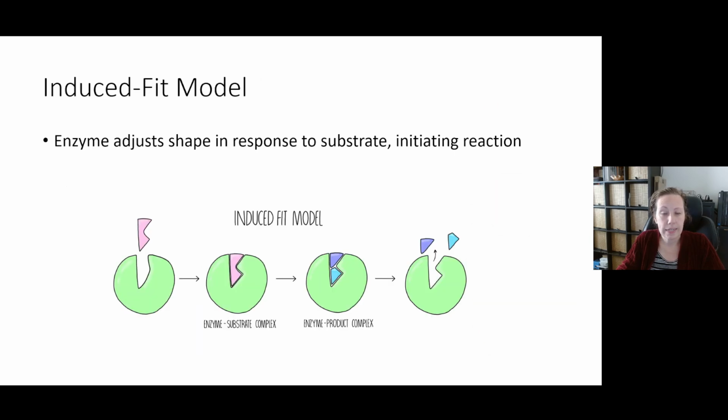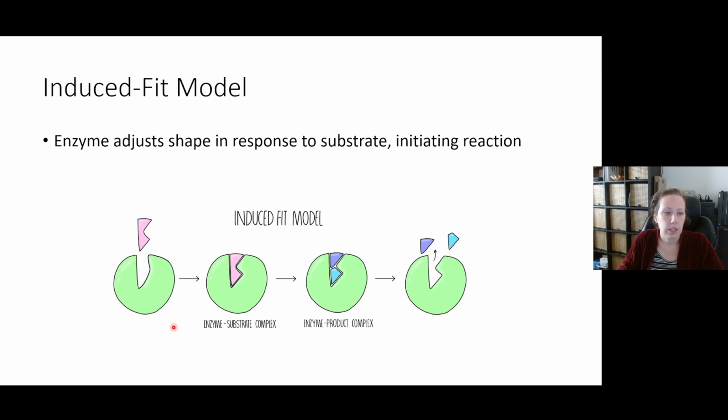Okay, so the second type of model that is used to explain how enzymes work, and by models, this is just ways of explaining it. It's not exactly, and different scientists believe that one model or the other explains how things work better. So the second model is the induced fit model, and with this model, they suggest that the enzyme actually will adjust its shape in response to the substrate. And then that initiates the reaction.